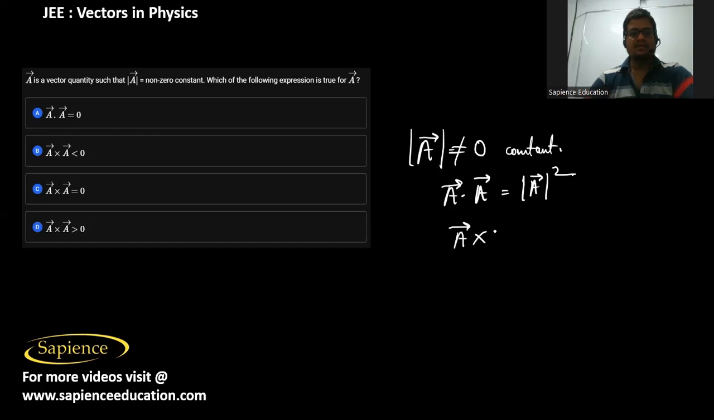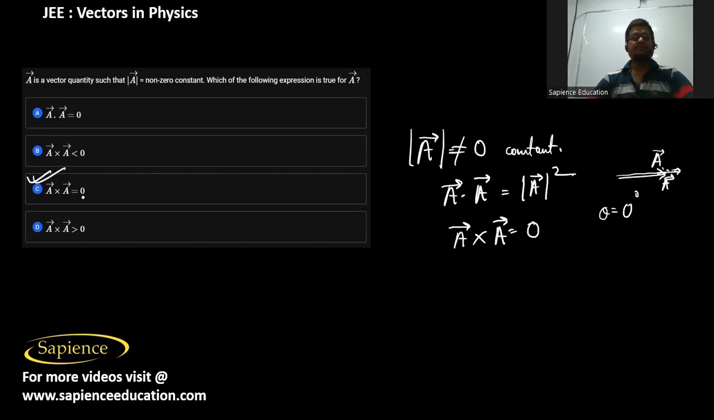And A cross A will obviously be 0, since the angle theta between vector A and vector A is 0 degrees, because vector A is simply a vector which coincides with vector A. So the angle between them is 0 degrees. Therefore, option C is the correct answer.